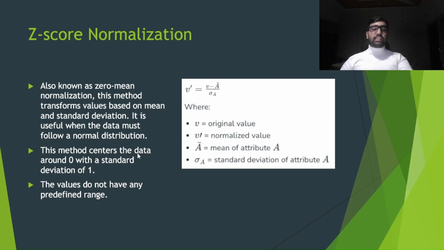This method centers the data around 0 with a standard deviation of 1. The values do not have any predefined range. So this is one more difference of z-score normalization with respect to min-max, where in min-max the data is strictly normalized to between the range 0 and 1, whereas in z-score normalization the values do not have any predefined range.